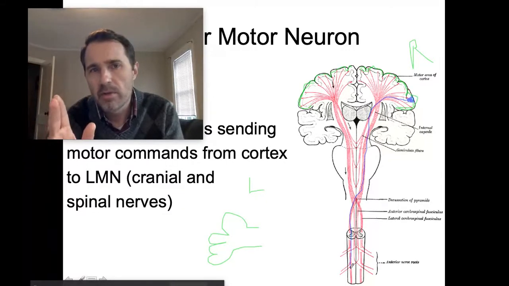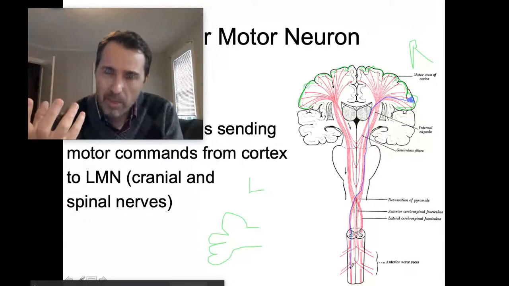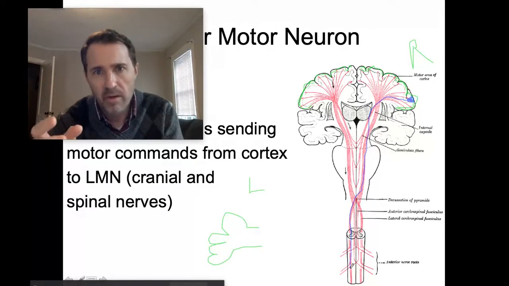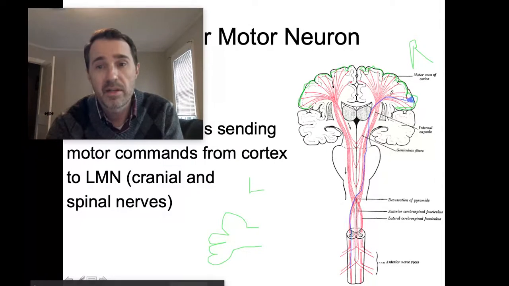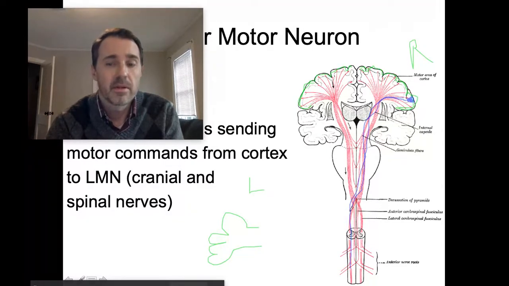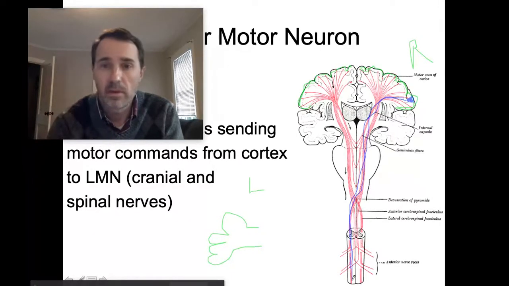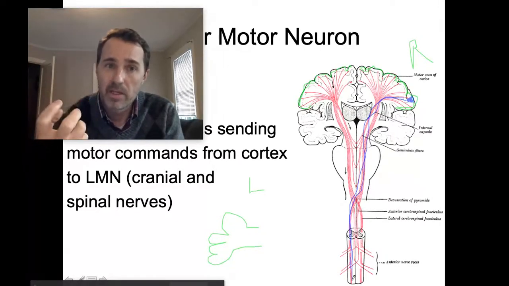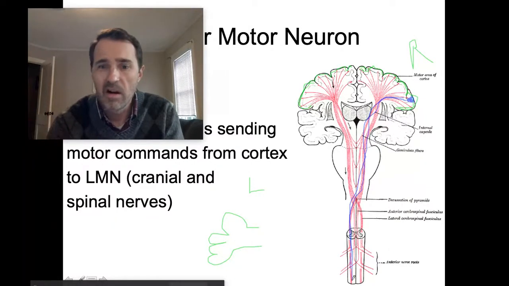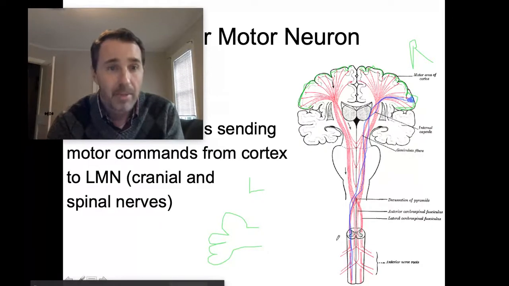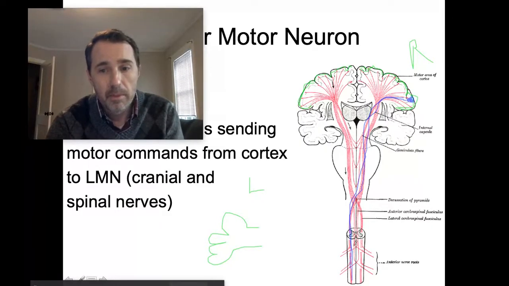So the upper motor neurons are the efferent pathways within the central nervous system, and that includes, as you see here, the brain, the brainstem, decussating in the medulla, and then coming down into the spinal cord. The spinal cord is part of the central nervous system, so the motor pathways within the spinal cord are upper motor neuron. But now, this motor plan has to get from my spinal cord out to my hand.